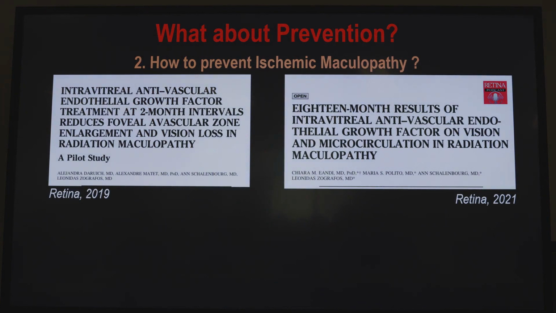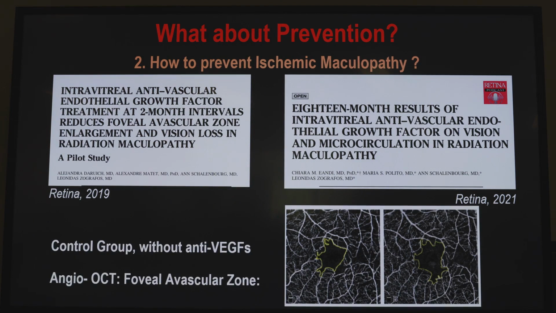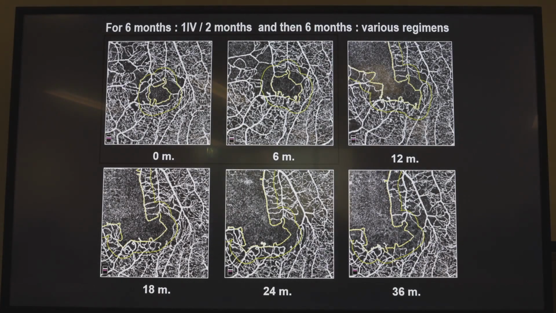We have now published recently 2 papers, 2019 and 21, where we found out that the parameter that is most eloquent to announce the beginning of radiation maculopathy is angio-OCT, the foveal avascular zone, because if you treat patients not with anti-VEGFs, at a certain moment, more than 1 year after the proton therapy, the foveal avascular zone will start to enlarge. Even if you start but you give up afterwards, you will see progressive ischemia.